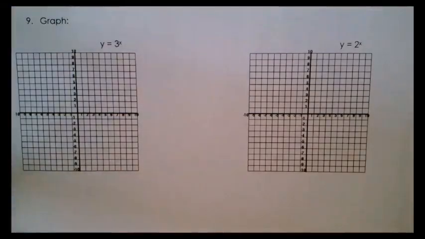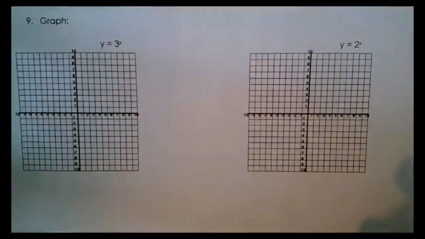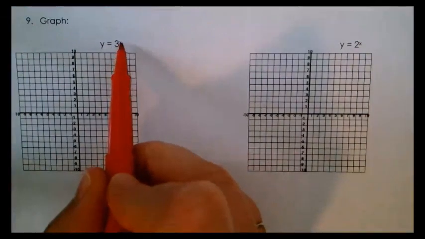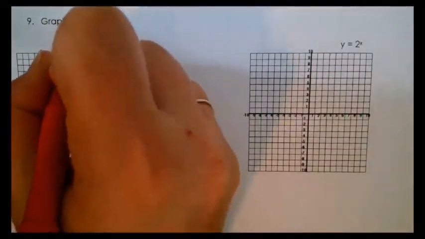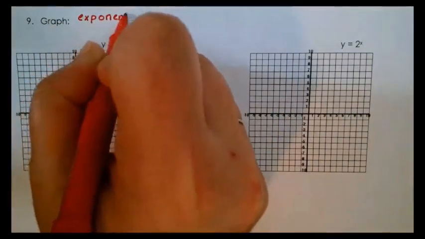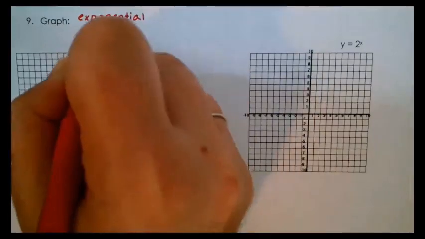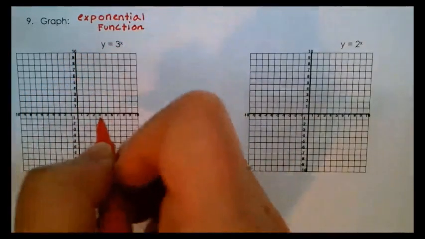Number 9. We're going to graph two functions. Both of these functions, you'll notice, are very similar. They have an exponent that's a variable term. This is called an exponential function. So write this down. Exponential function, which means you have an exponent that's a variable.